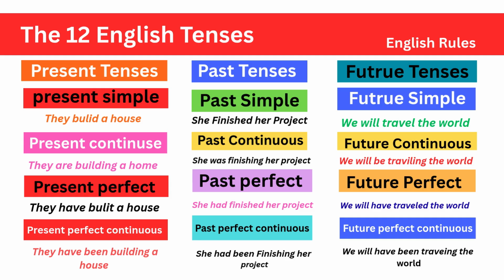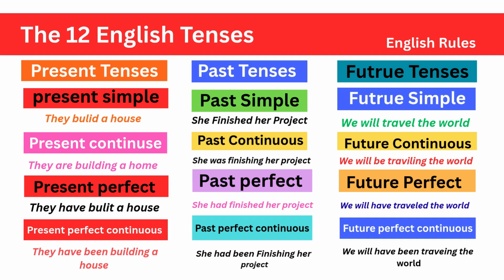Future perfect, used for actions that will be completed by a specific time in the future. Example: we will have traveled the world. Future perfect continuous, used for an ongoing action that will continue up until a point in the future. Example: we will have been traveling the world.